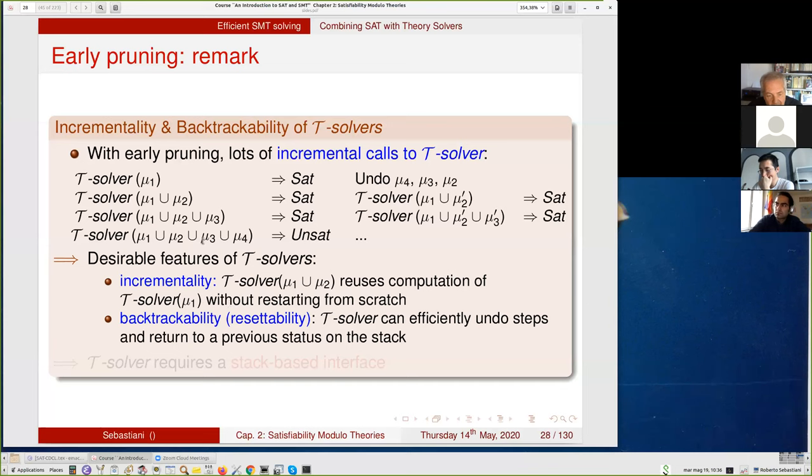Another important fact is backtrackability. So when you decide on UNSAT and then you pop something, and for instance you get back to mu 1 and then you start mu 2, you want to efficiently undo all the steps and restore the status of the search at that state so that you can re-exploit incrementality in the future. This means that in general, the algorithms for theory solving are very specific. An algorithm that in general works well for conjunctions of theory literals, like for instance the simplex for a conjunction of inequalities in linear arithmetic, is not necessarily good for a theory solver. You have to adapt it in order to be able, first, to detect conflict sets, second, to be incremental and backtrackable. And we see that some algorithms are incremental and backtrackable.